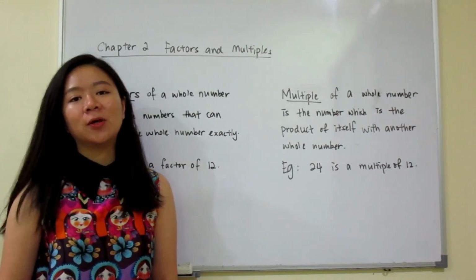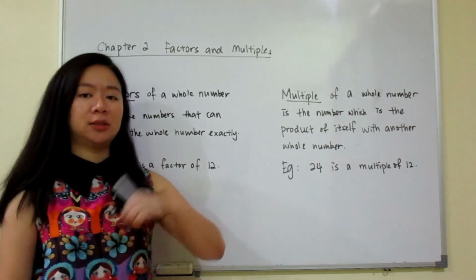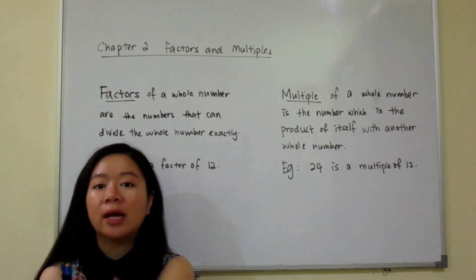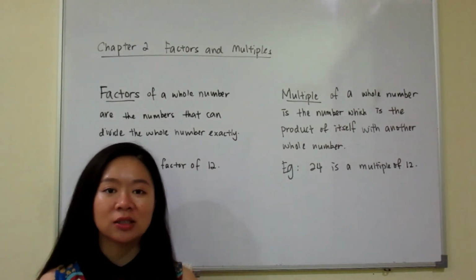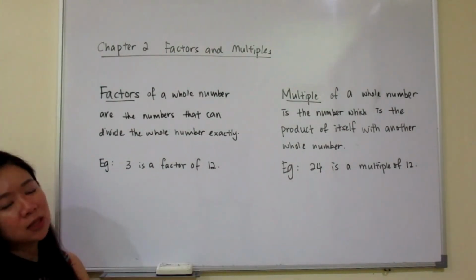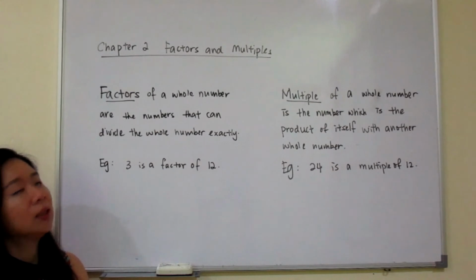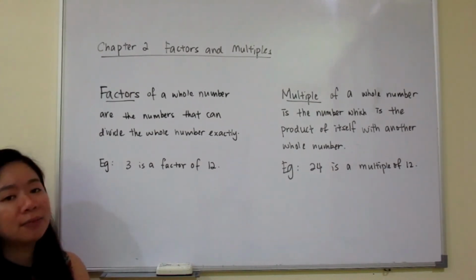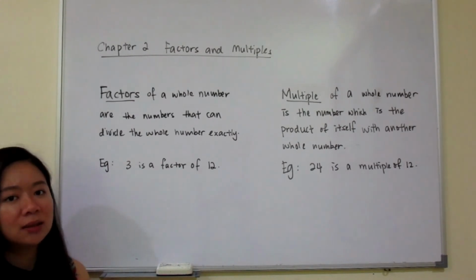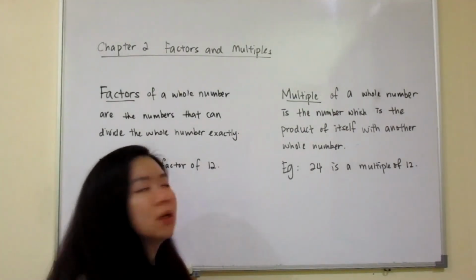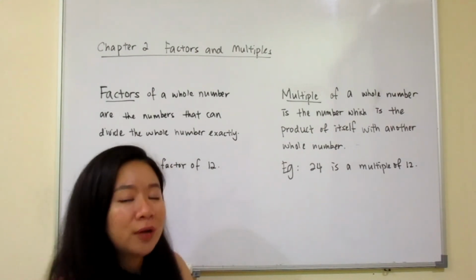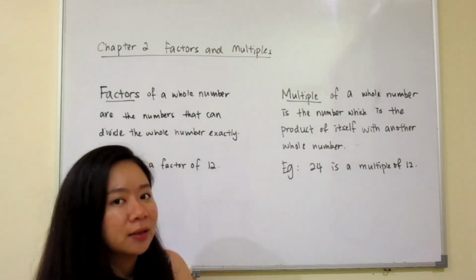So today we're going to start with chapter 2. This chapter is about factors and multiples. These are the two main characters we're going to talk about in this chapter. Okay. So to be simple, factors of a whole number are the numbers that can divide the whole number exactly. A multiple of a whole number is the number which is the product of itself with another number.